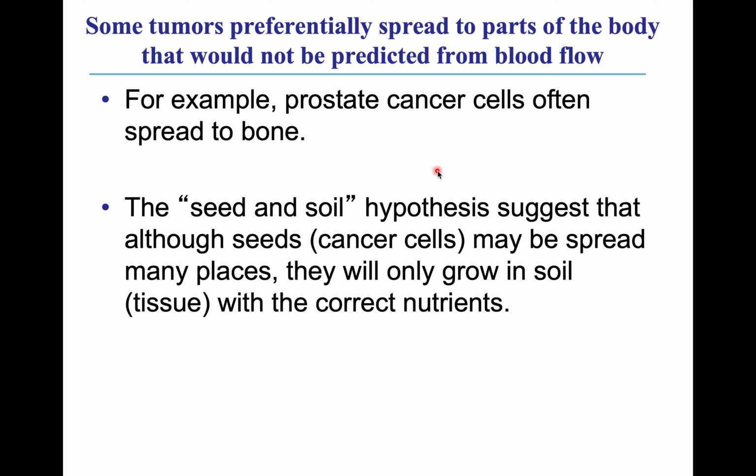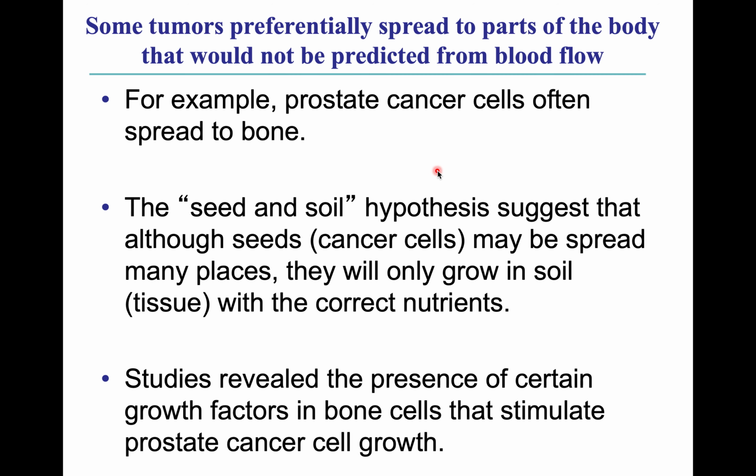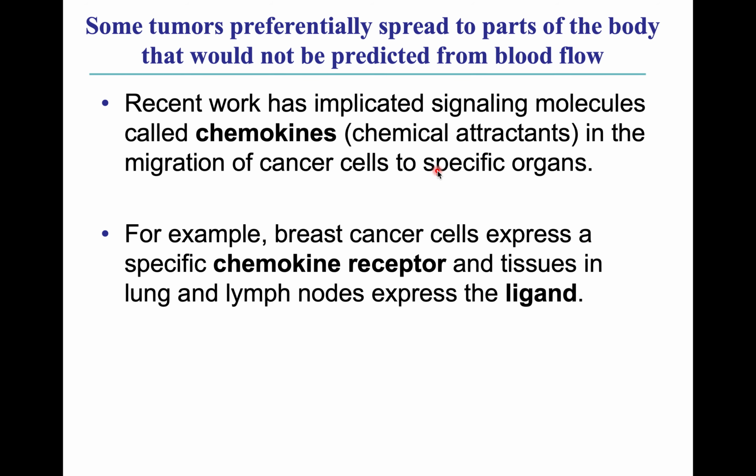And there has been quite a bit of work going on in recent years looking at what's called the tumor microenvironment. So these would be the factors in these tissues that are helping to propagate cell growth. And in fact, in some cases, there may be very specific growth factors or even signaling molecules that may help attract these cancer cells to these specific tissues or specific organs.